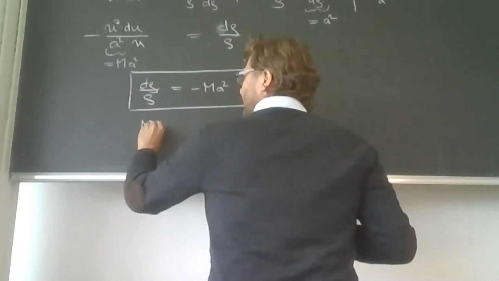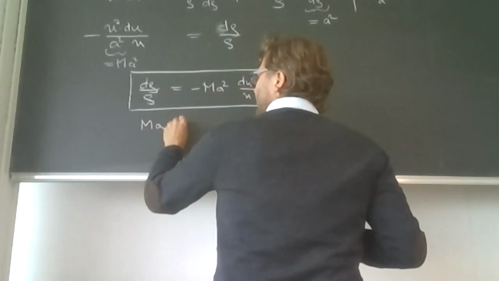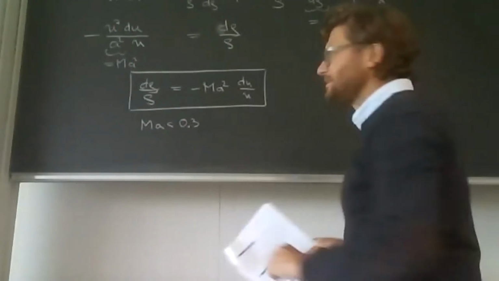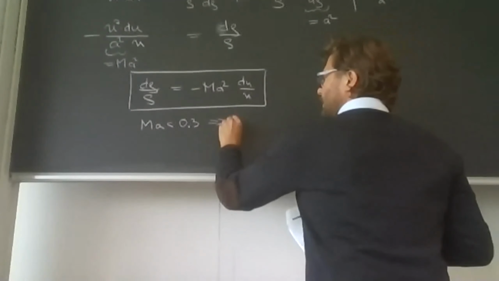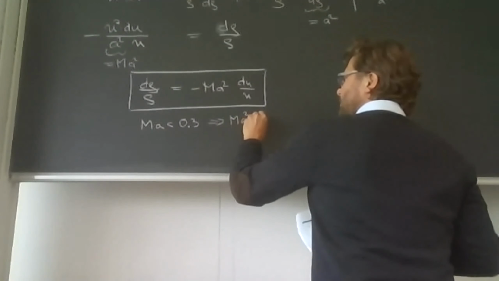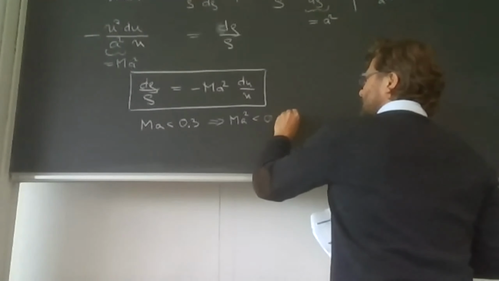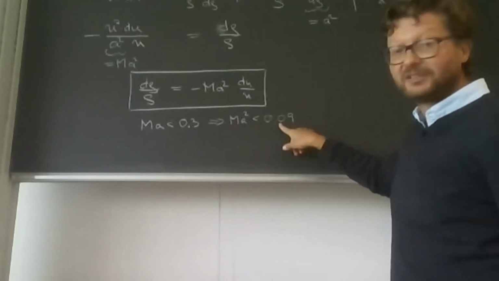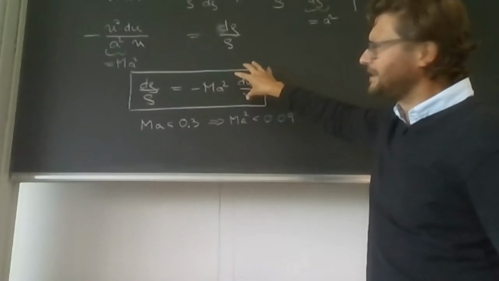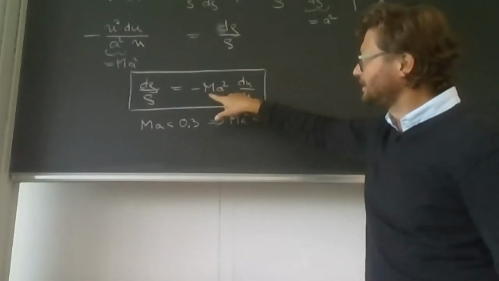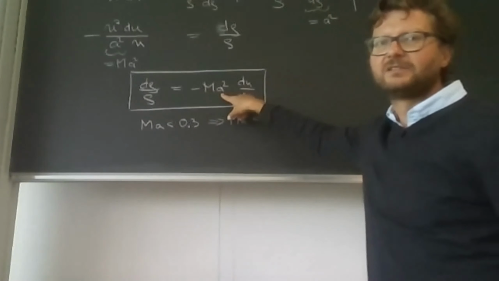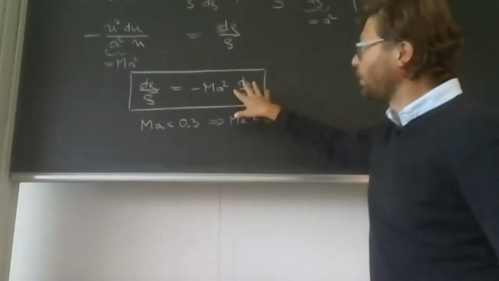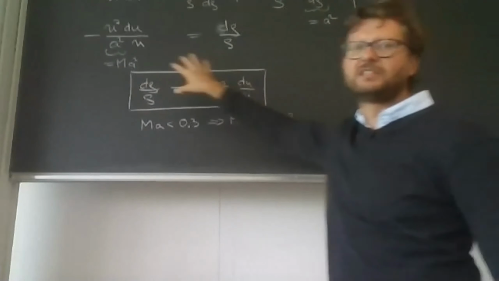And typically people are looking at the case where Mach is less than 0.3. At Mach less than 0.3, Mach squared is less than 0.09. So that's less than 0.1. So that means a 10% velocity change times Mach squared leads to less than 1% density change. Okay? So there's one order of magnitude between velocity change and density change.